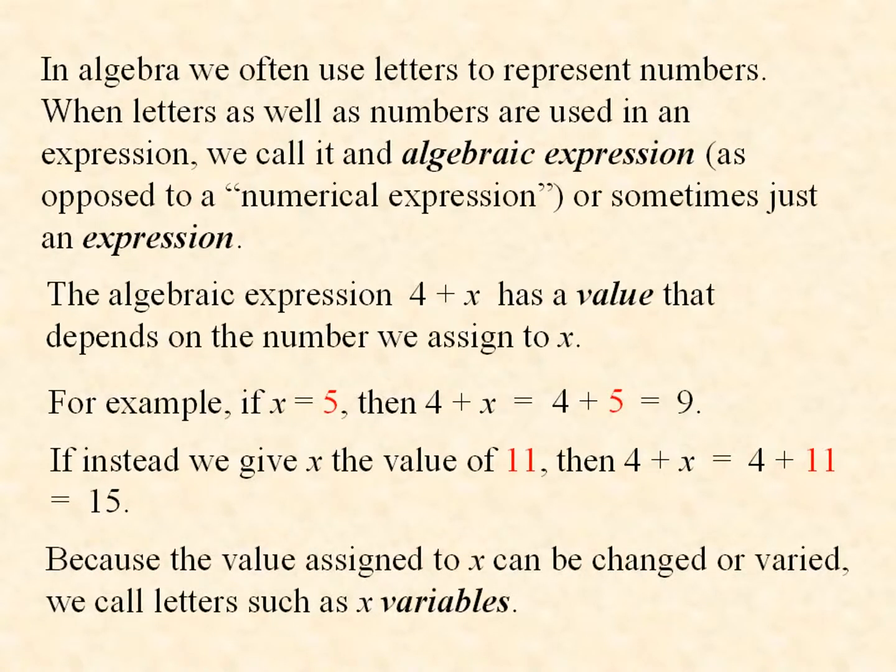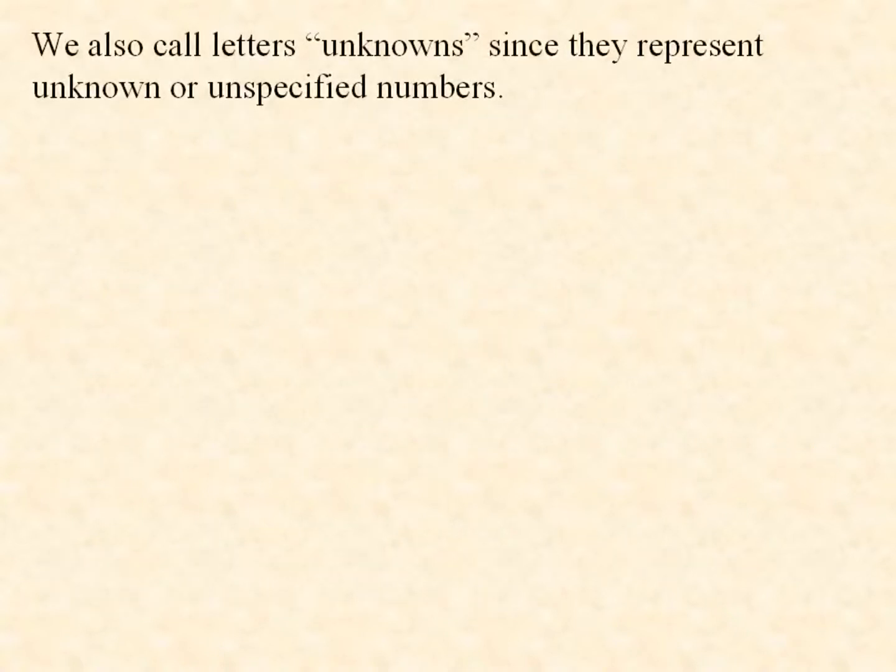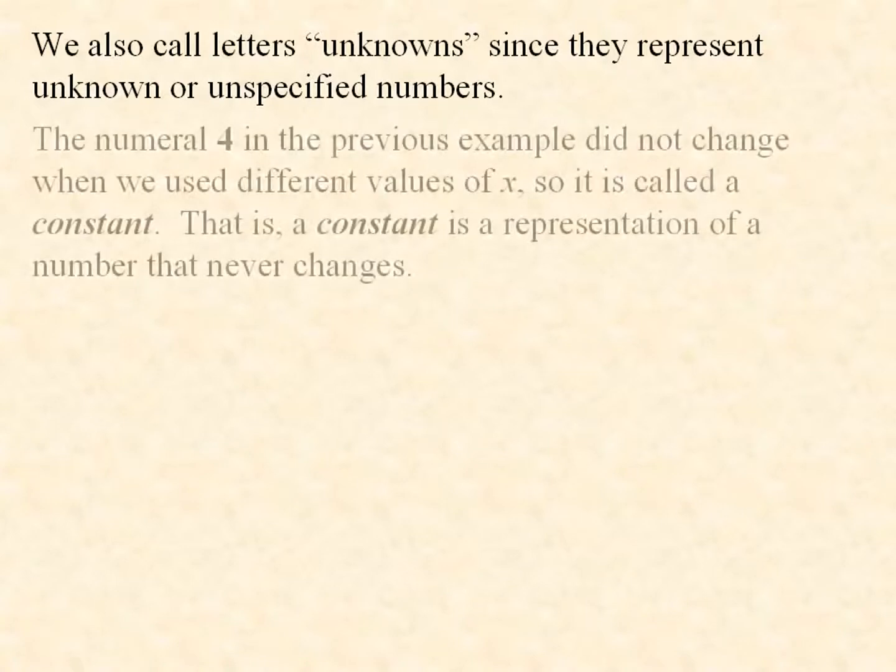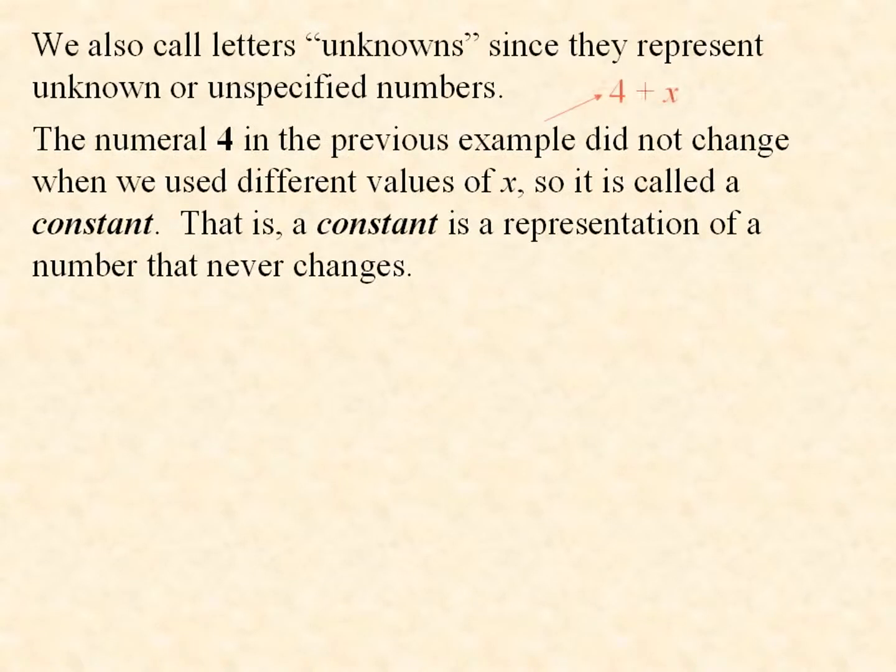Because the value assigned to x can be changed or varied, we call letters such as x variables. We also call letters unknowns, since they represent unknown or unspecified numbers. The numeral 4 in the previous example did not change when we used different values of x, so it is called a constant. That is, a constant is a representation of a number that never changes.